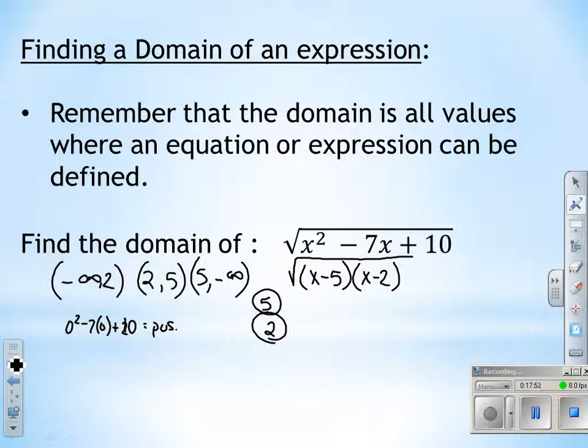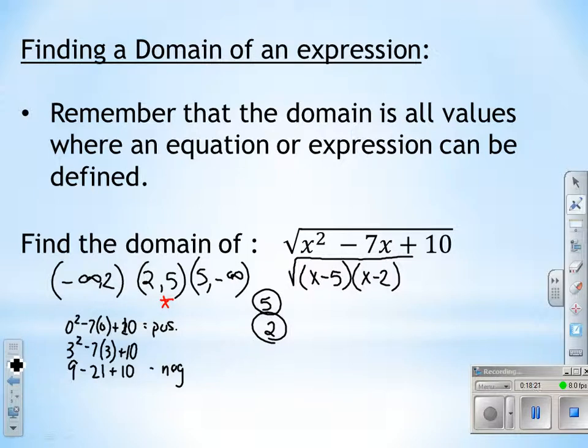Randomly pick something out of the 2 to 5 interval, maybe a 3. 3 squared minus 7 times 3 plus 10. We're going to get 9 minus 21 plus 10. That's negative 2. Remember, we cannot have negative values underneath our radical sign in order for them to be defined. So this interval right here, those numbers are not going to work.